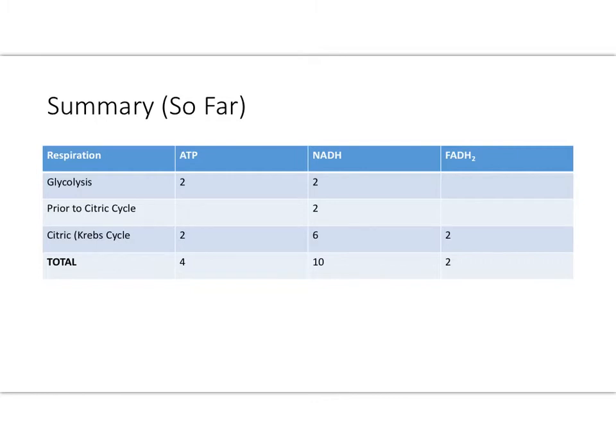2 FADH2s. Given that we have only 4 ATPs and a bunch of NADHs and FADH2s, why should we care about all the NADHs and FADH2s? In the next step of respiration, oxidative phosphorylation, or the electron transport, those 10 NADHs will become 30 ATPs, and those 2 FADH2s will become 4 ATPs.